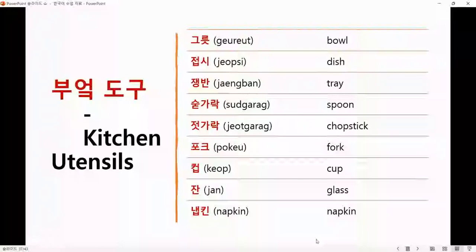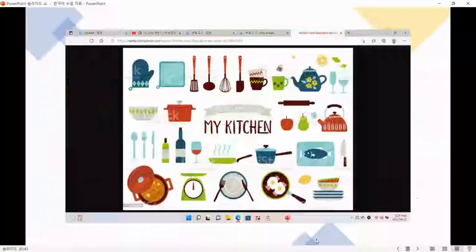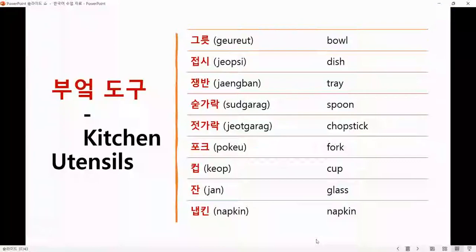Now another one is, Koreans use chopsticks. Maybe for Westerners, not many are used to this kind of utensil. So chopstick in the Korean language is 젓가락. We do not have 젓가락 here, so this could be like a Western style. 젓가락 is two sticks put together, so that's the chopstick.